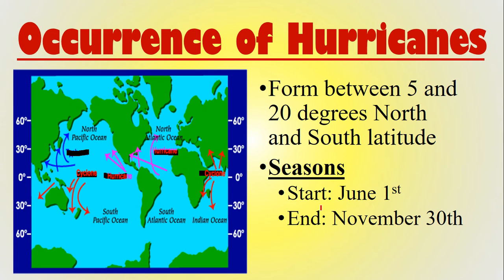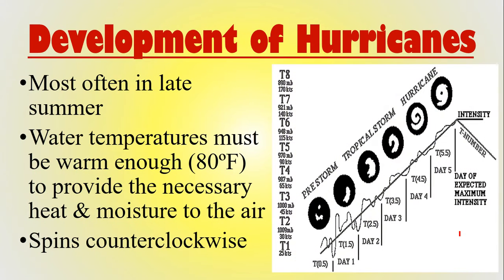But most hurricanes form in the season. Actually, the first peak is in August, and the second peak is in October. The reason why is because it takes a while for the waters to warm up. Because remember, water takes a long time to heat up and to cool down. The development of hurricanes is most often in late summer, like I said, August. October is not summer, but it's part of the season.